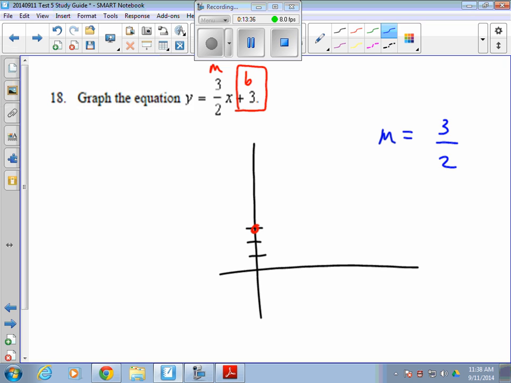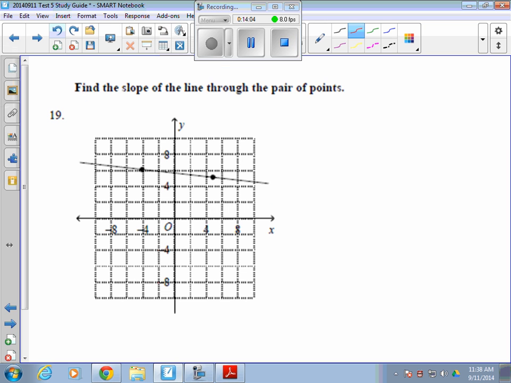Slope is rise over run. So that means how many times do I go up since it's positive? We're going to go up 3, 1, 2, 3. And how many times do I go over to the right since it's positive? 2. So up 1, 2, 3 and over 1, 2 is your next point. You have 2 points and you can draw your line. You can draw your line through those 2 points like so. And that's just sketching the graph. Finding the slope of this one, usually the hardest part of this is knowing which points to use.